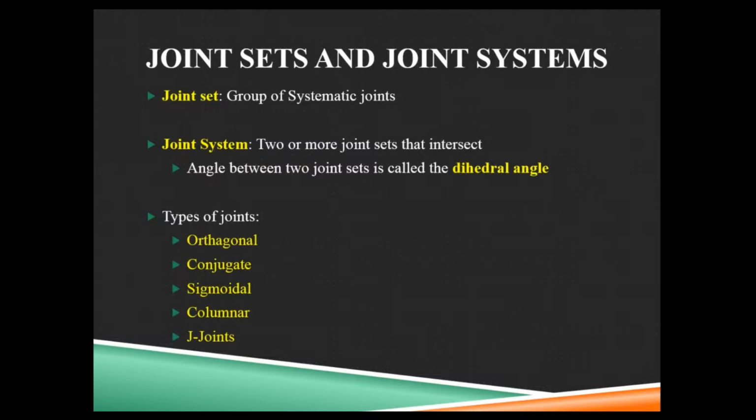Now, joint sets and joint systems. A joint set is a group of systematic joints. So not the non-systematic, only the systematic. So if you've got a set of these parallel joints, it's a joint set. A joint system is when two or more joint sets intersect. So that means they must be at two different angles.